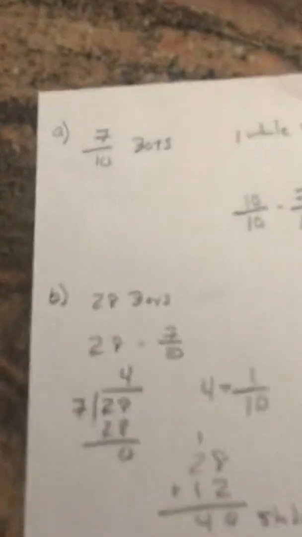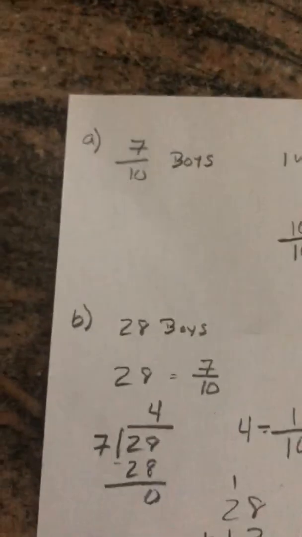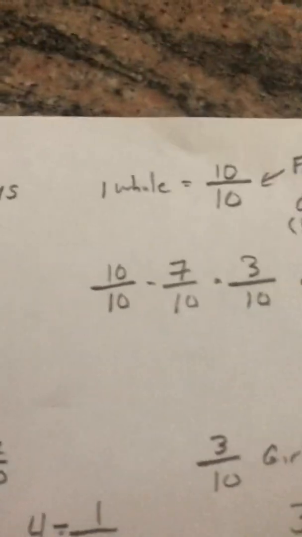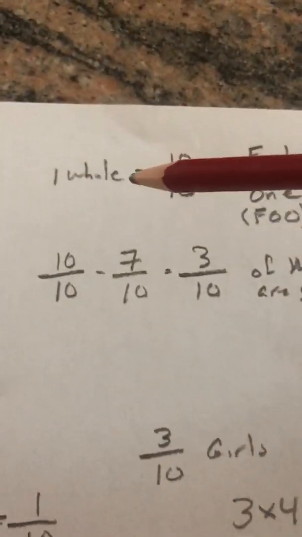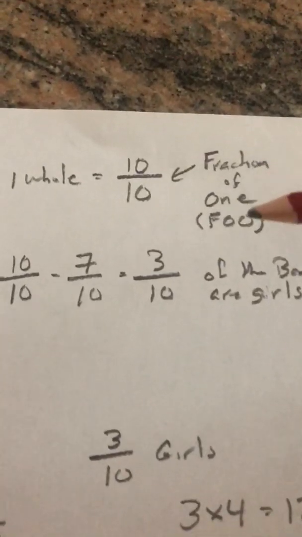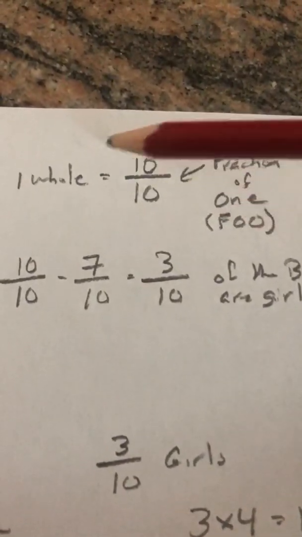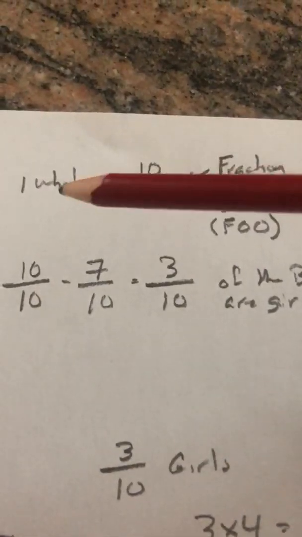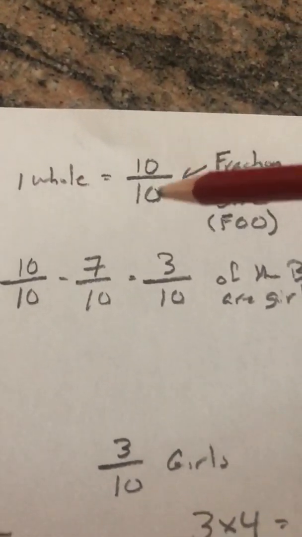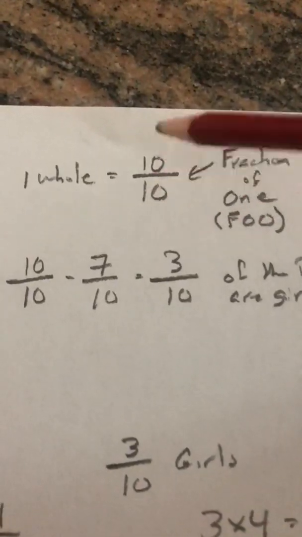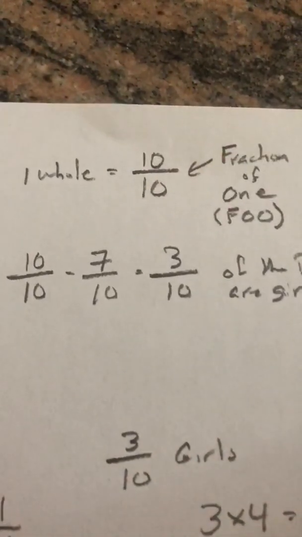So if you look at the solutions. For part A, we know that 7/10 of the marching band are boys. Now, we also know that we can write one whole as a fraction of one. We like to call this the foo when we talk about this in 4th and 5th grade. A fraction of one, or a whole, means that your numerator and your denominator are the same. And I can pick any numbers I want to make my fraction of one.